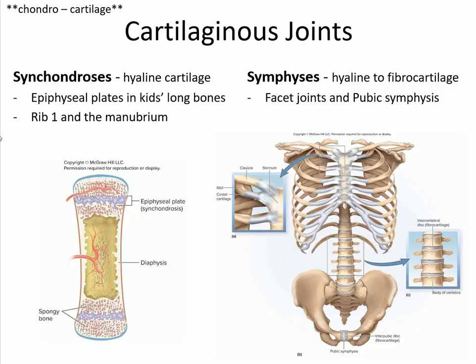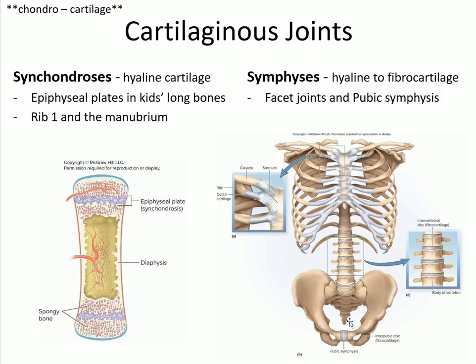And then we have symphyses. So starts hyaline, goes fibrocartilage, and those are going to be our facet joints and our pubic symphysis. So pubic symphysis is in the front that makes part of the pelvic girdles right here. And that's fibrocartilage, holds that together. It provides stability to the pelvis, and it does give it some limited flexibility.